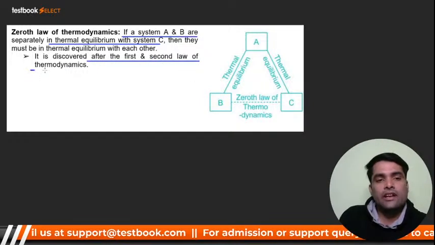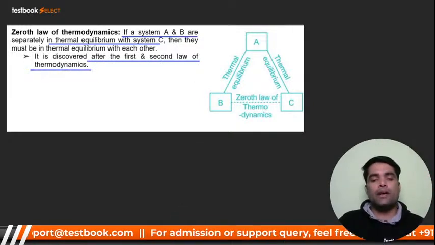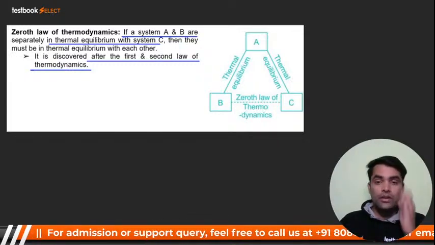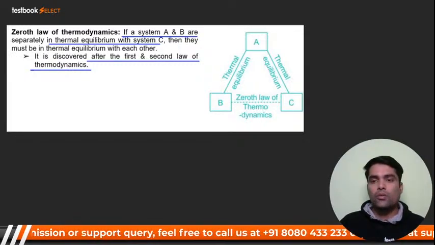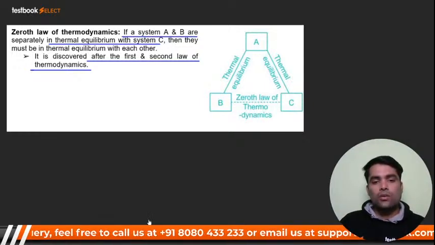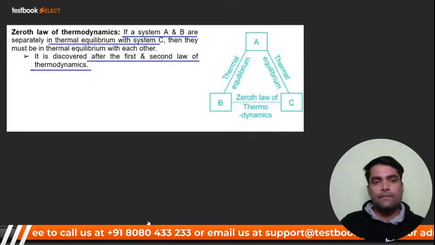after the first and second law of thermodynamics. First और second law आने के बाद discovered हुआ, right? And that means TA is equal to TB is equal to TC, right, बच्चा पार्टी? I hope you got it. Okay, so my dear, I'll go ahead now और आगे चलते हैं.